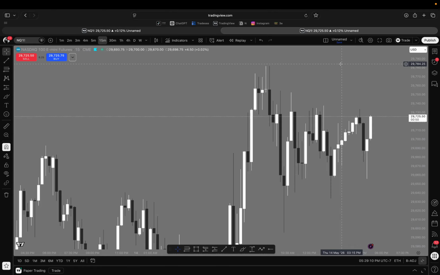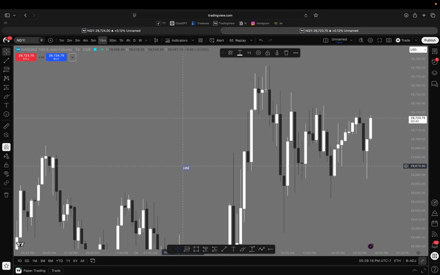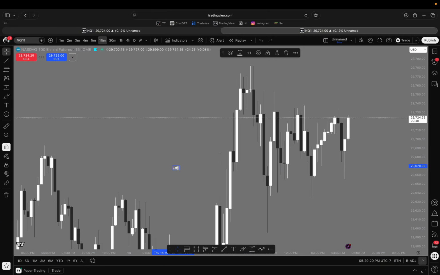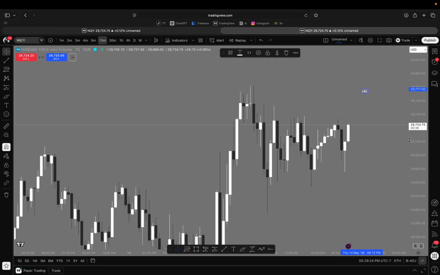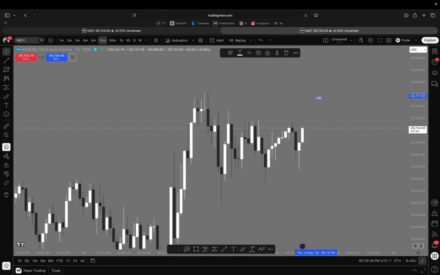Alright guys, we're going to start off really easy and go over what low resistance liquidity is. What is low resistance liquidity? LRL. That is how you'll see it, so just LRL is fine. Low resistance liquidity.